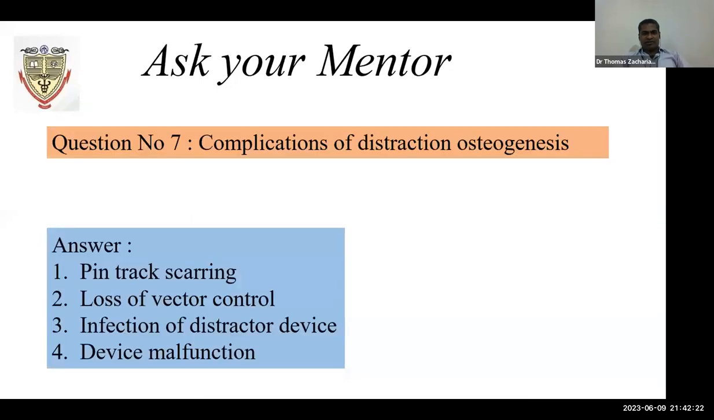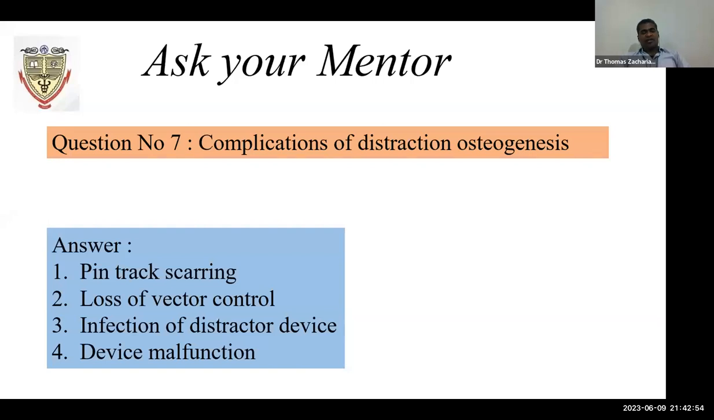I just put four very simple complications. One is the pin track scarring, which occurs, of course, only with external pin distractors, or when the distractor rod is coming out through the skin transcutaneously. Then loss of vector control, where your planning probably was not adequate, and then the whole distractor goes haywire. The vector of distraction goes wrong.